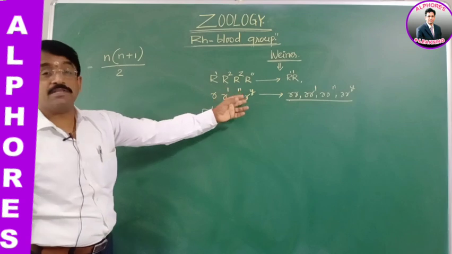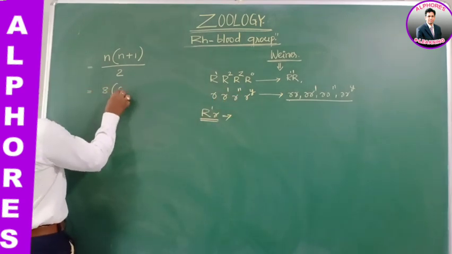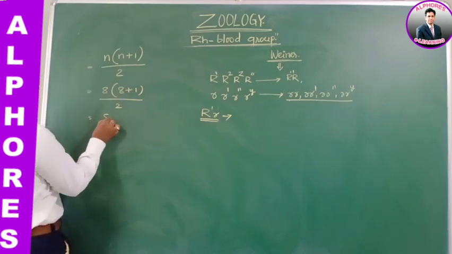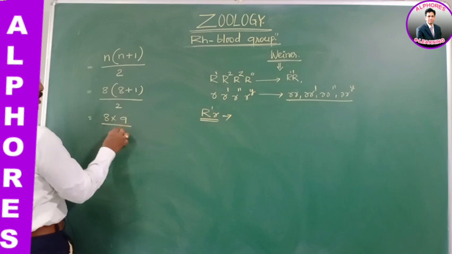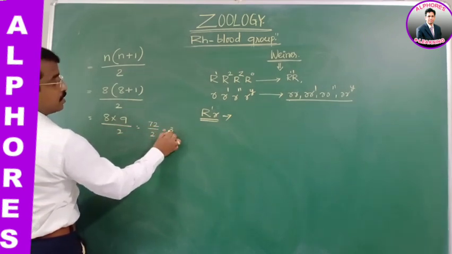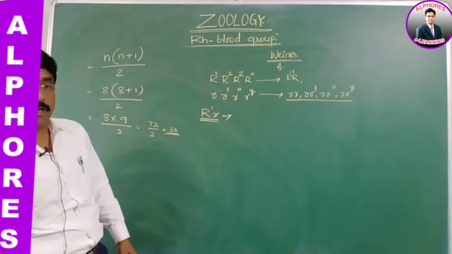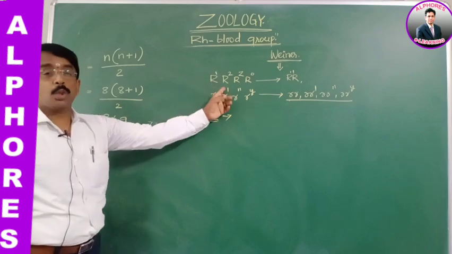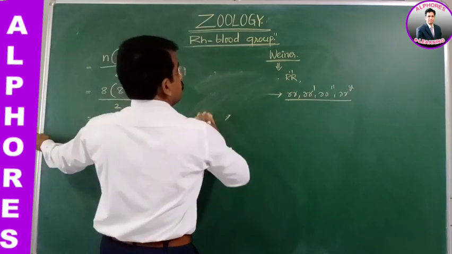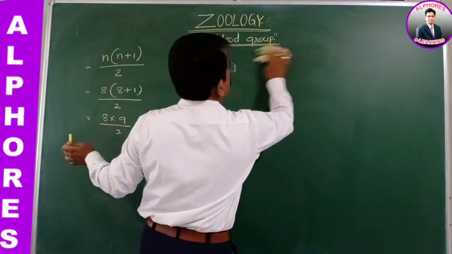So number of alleles are 8. 8 into 8 plus 1 by 2. So it is 8 into 9 by 2. So 72 by 2, that is none other than 36 number of genotypes. And I will show you here how such genotypes can be. 36 number of genotypes according to Wiener.